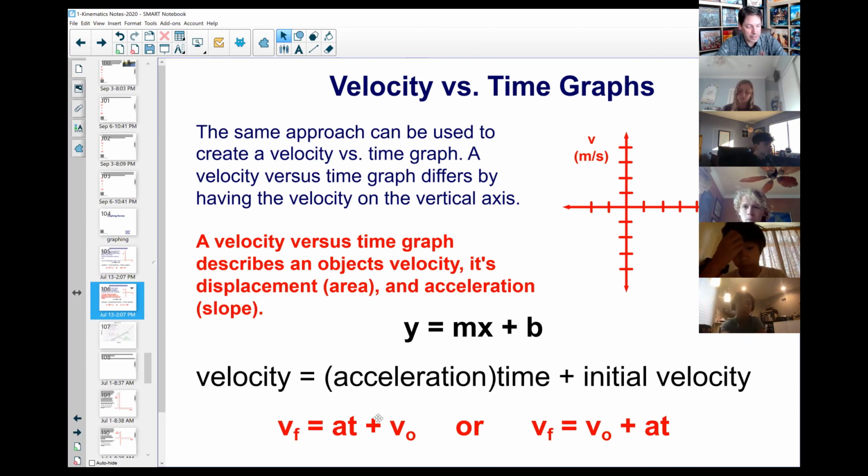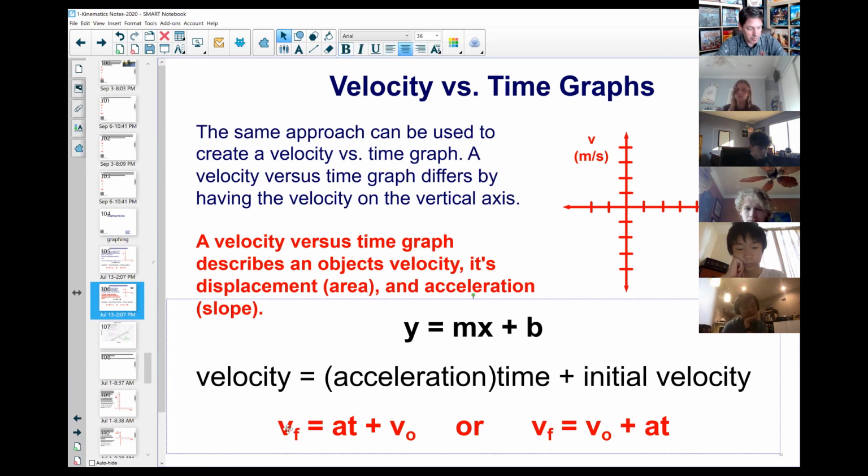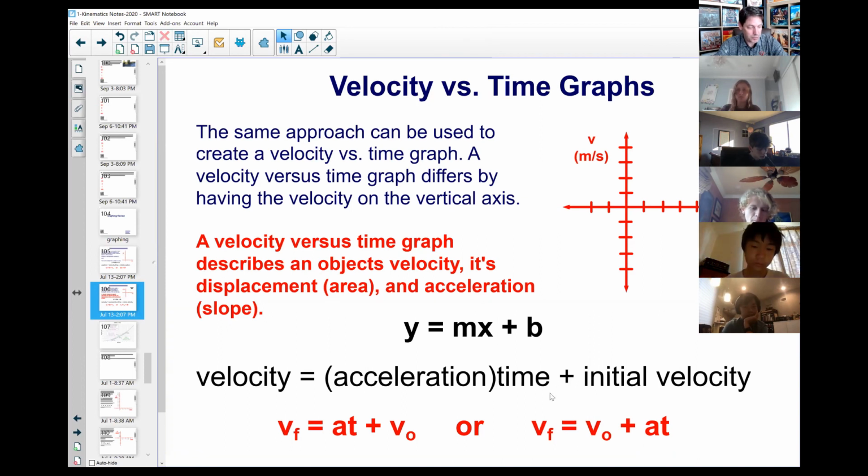But think about the fact that if you're going to put it in slope-intercept form, the y is your velocity, the slope is your acceleration, the x is time, and the y-intercept would be your initial velocity. So this one on the left here, vf equals at plus vo, would basically be in slope-intercept form. Notice how that relates to the first kinematics equation we learned. All right, so keep that relationship in mind. Questions on velocity versus time graph?